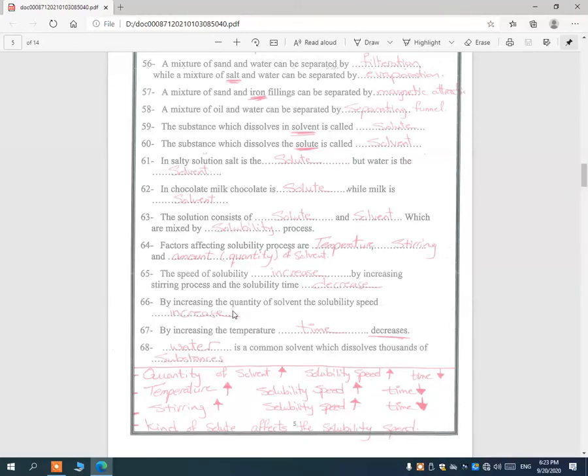66. By increasing the quantity of solvent, the speed will increase. By increasing the quantity, the speed increases.